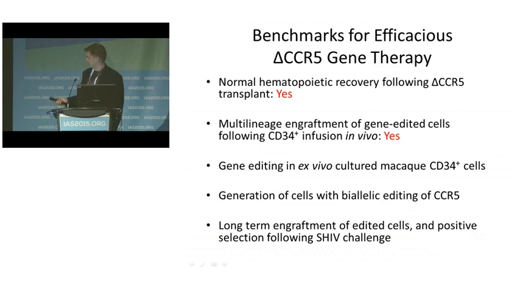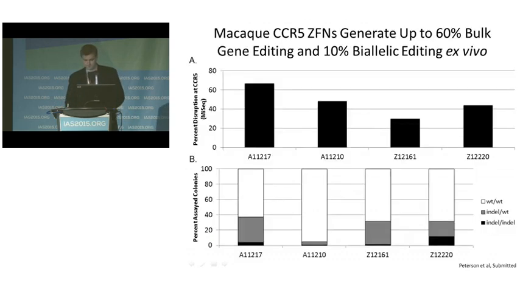basically what is the bulk amount of CCR5 disruption we see, what is the amount of CCR5 disruption on a per cell basis, and then what do the cells look like when we put them back into the animal.